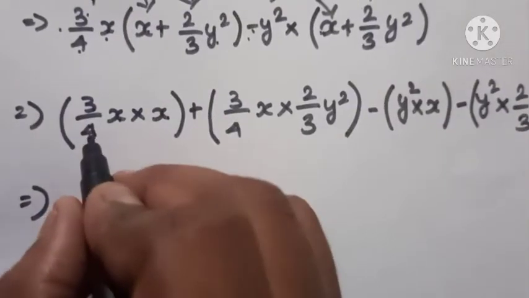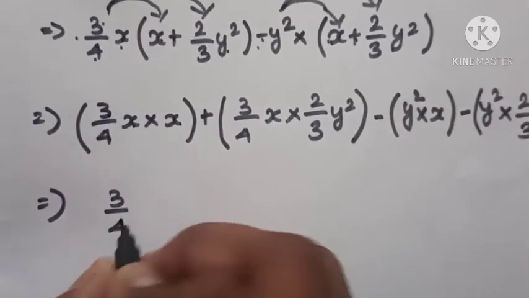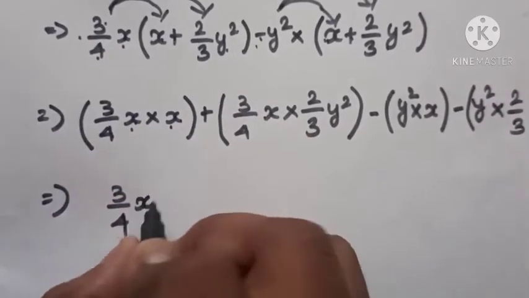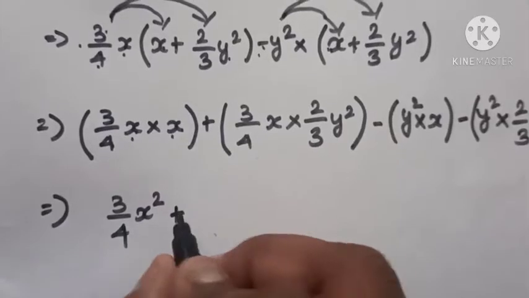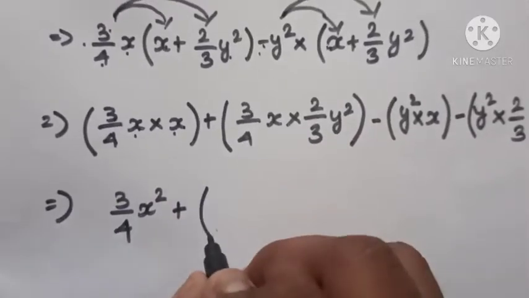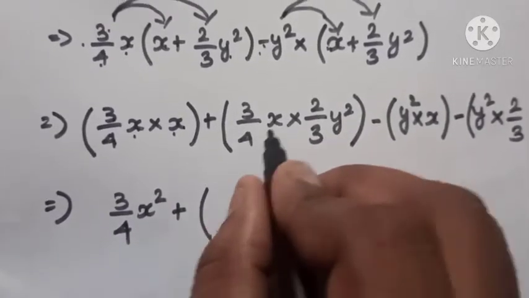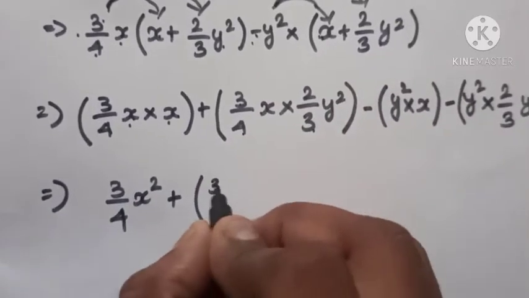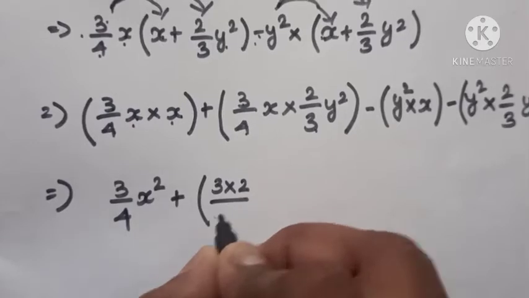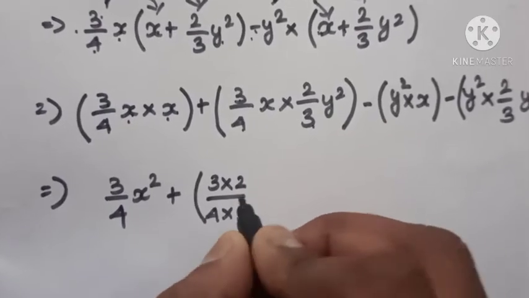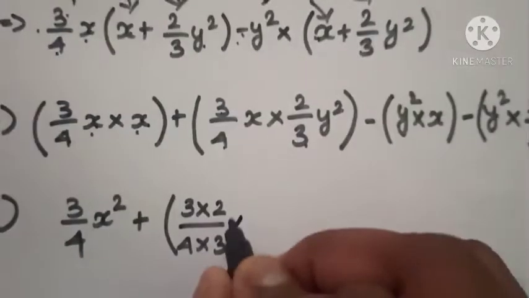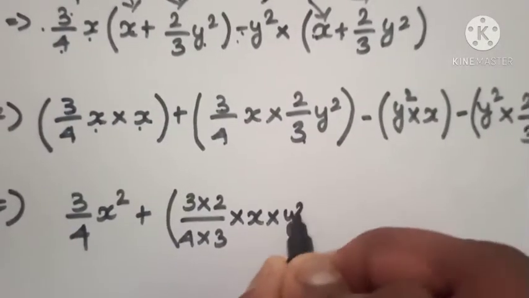So 3 by 4, only one number, we take 3 by 4 as it is. x into x, so x to the power 1, x to the power 1, you get x square. Plus, here we need to multiply the numerator to numerator, denominator to denominator. So 3 into 2 divided by 4 into 3.